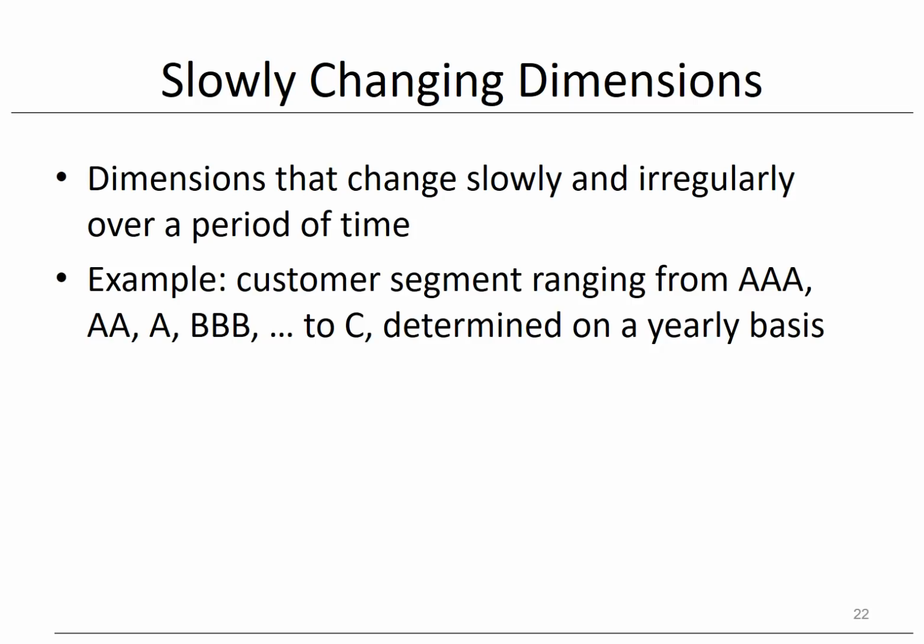As the term suggests, a slowly changing dimension is a dimension that changes slowly and irregularly over a period of time. As an example, think of a dimension table customer that has an attribute type customer segment ranging from AAA, AA, A, BBB to C, determined on a yearly basis. Assume now that we wish to upgrade a customer from AA to AAA. There are various ways to accommodate the slow or yearly change in a data warehouse environment based upon whether you want to store no historical, full historical, or partial historical information.